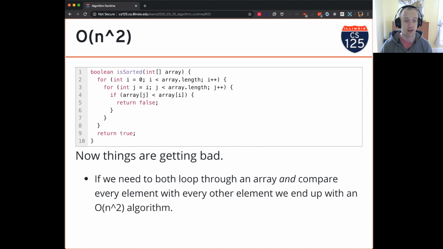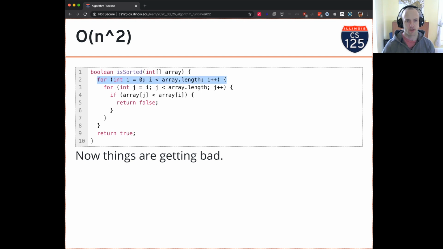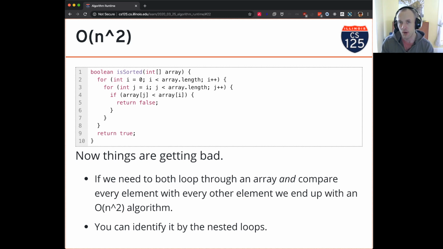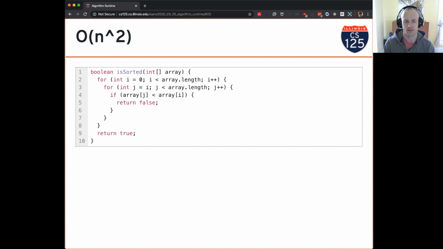O(n squared) steps, right? Because what's happening is every time I run my outer loop, I'm running my inner loop about n times. It's not exactly n because I'm starting at i, but you can estimate it as n. So this runs n times, this runs n times. And so every time I run the outer loop, I have to run the inner loop n times. So that means that by the time I'm done, I have worked my way through this part n squared times, okay? And one of the ways that you can identify an n squared algorithm is through nested loops, right? There are other ways to implement n squared algorithms, but this is one of the telltale signs, right?